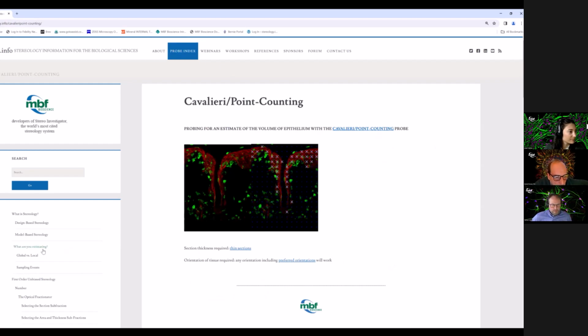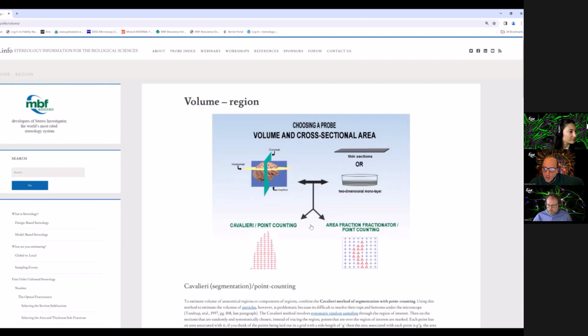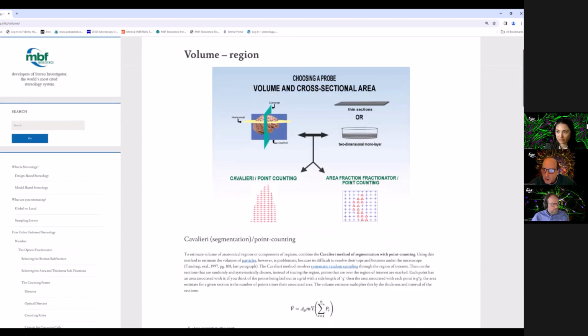Let's take a look at over here. What are you estimating? And again, we break it up into number, length, surface, and volume. So I'm going to go to volume. And this shows right down here, area fraction fractionator. You can use thin sections. You can orient the tissue any way you want. So you're asking about a pilot study for area fraction fractionator.